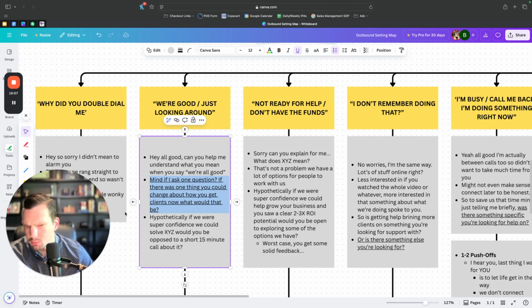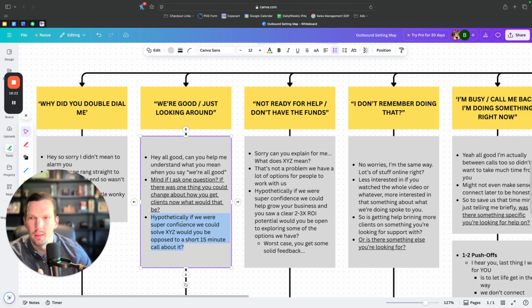So hypothetically, if we were super confident we could solve that problem of speed to lead and just getting more consistency from the prospects you're getting onto sales calls, would you be opposed to a short 15-minute call about how to solve that? Cool. Now we're moving into the rest of the call.